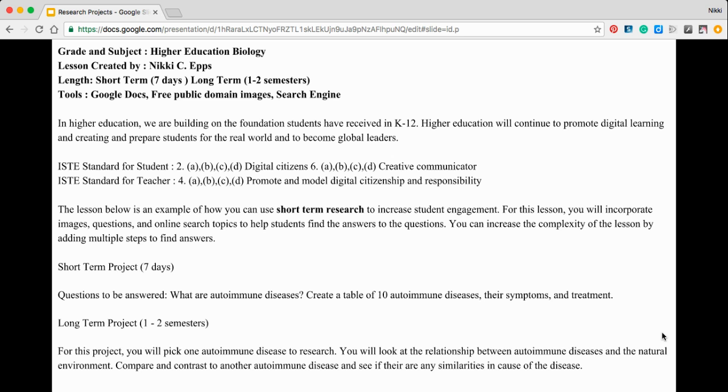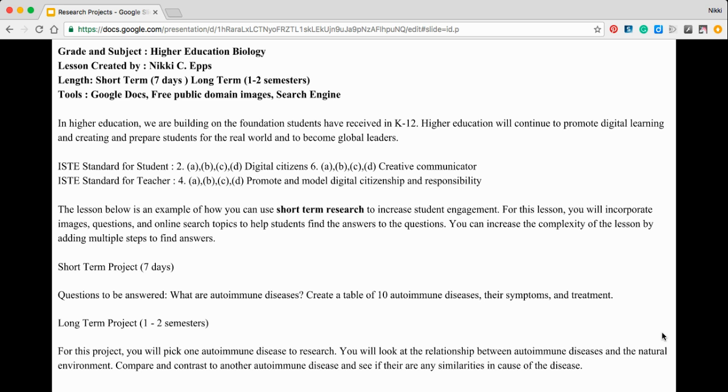Long term would be you have them pick one autoimmune disease to research. You will have them look at the relationship between autoimmune diseases and the natural environment maybe, and then compare and contrast maybe to another autoimmune disease and see if there's any similarities in the cause of the diseases.